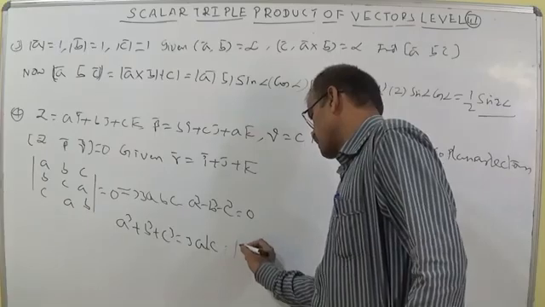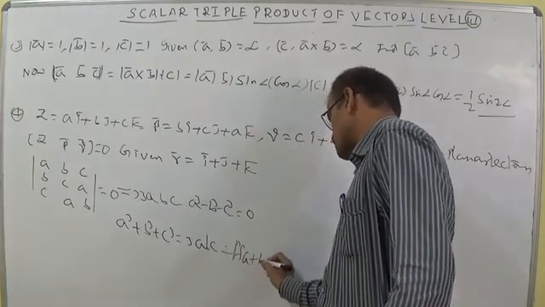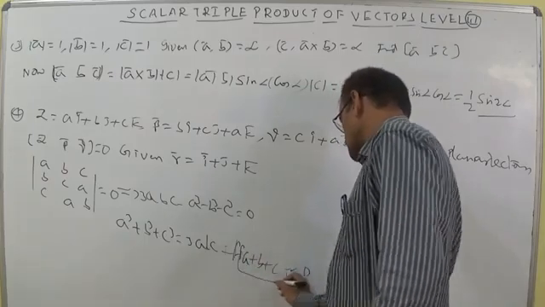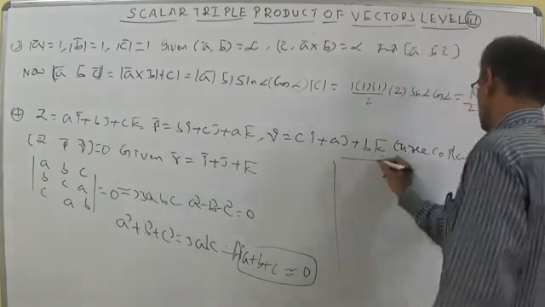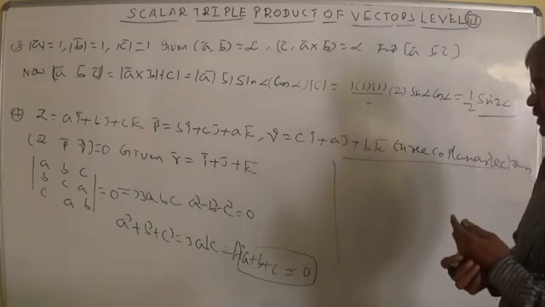If and only if A plus B plus C is equal to 0, then only the condition A cube plus B cube plus C cube is equal to 0. Now let us discuss about A plus B plus C.